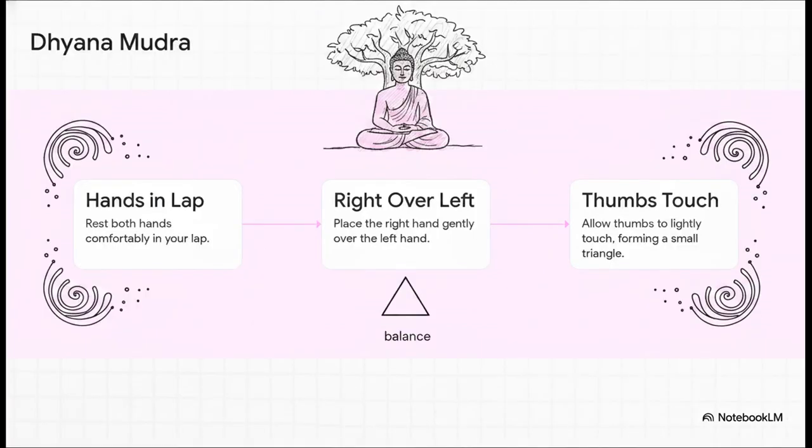Next up is Dhyana Mudra. This is an incredibly calming posture, and you'll almost certainly recognize it from statues of the Buddha seated beneath the Bodhi tree. To do this, just rest both hands comfortably in your lap, placing your right hand gently over your left. Then allow your thumbs to lightly touch, which forms a small triangle. With relaxed shoulders and soft elbows, this overlapping gesture traditionally symbolizes profound stillness, while that little triangle represents ultimate balance.